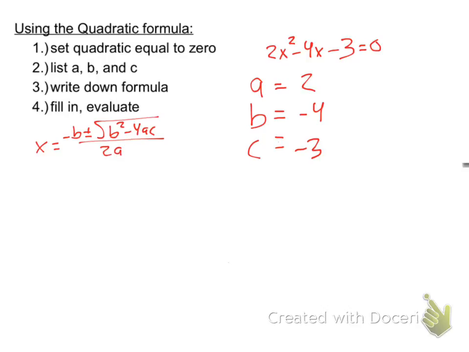Circling it and drawing a line is not what I want to see. I want to see it written down every time. Negative b plus or minus square root b squared minus 4ac all over 2a. That should be committed to memory for the rest of your life.